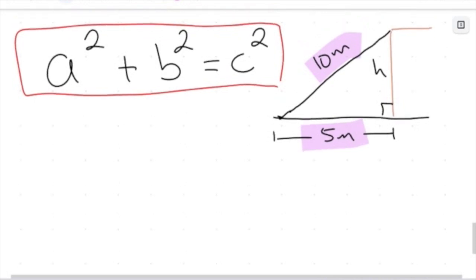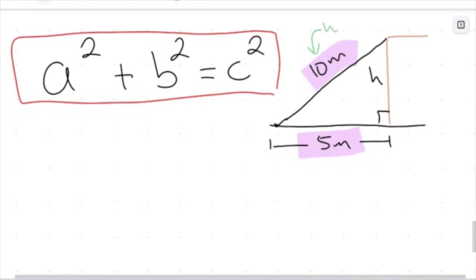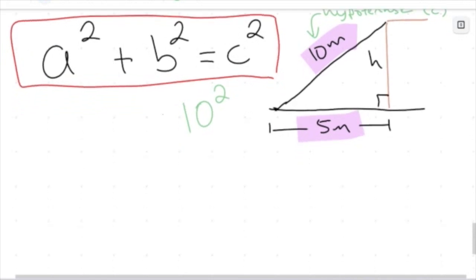So, first of all, what's my hypotenuse? What's my longest side? Well, it's the one that's opposite to my right angle. So 10 meters, or the longest side, is my hypotenuse. And that we can think of as my length C. So that's going in here. So I'm going to put that in straight away. In the place of C, I'm going to put 10. So I get 10 squared on the right-hand side.